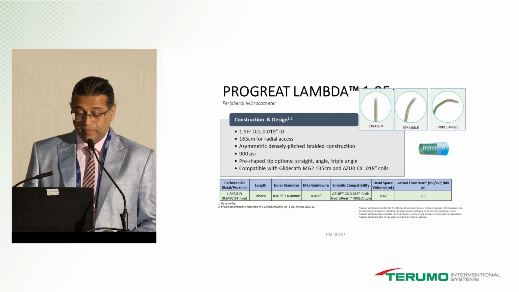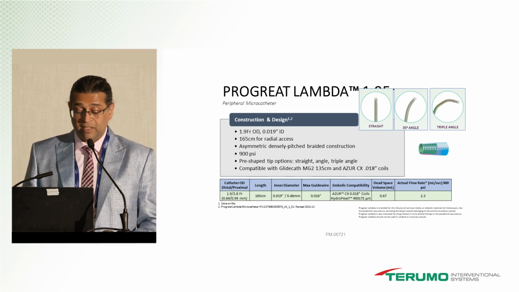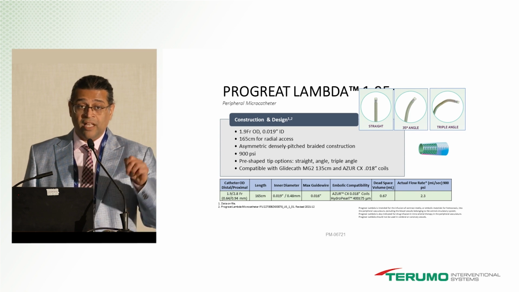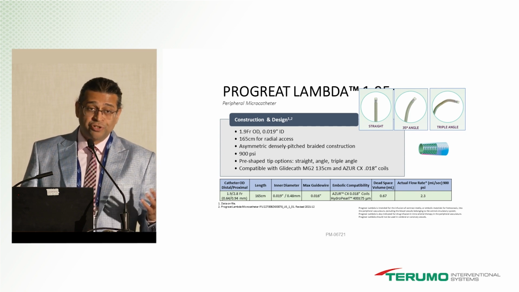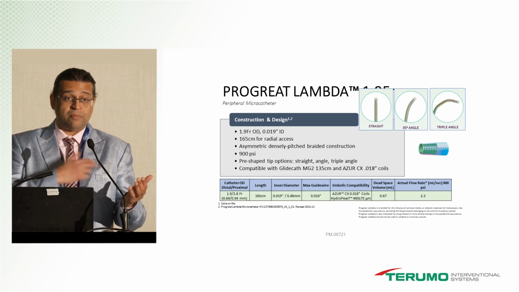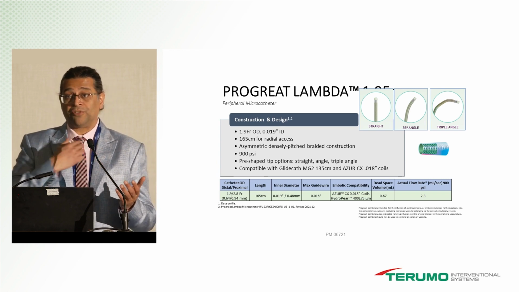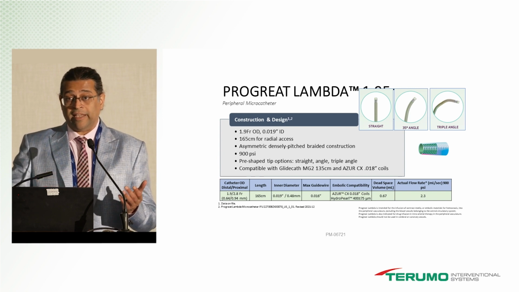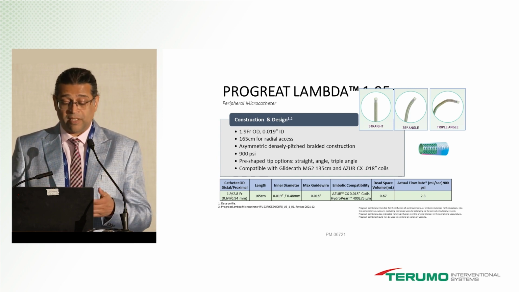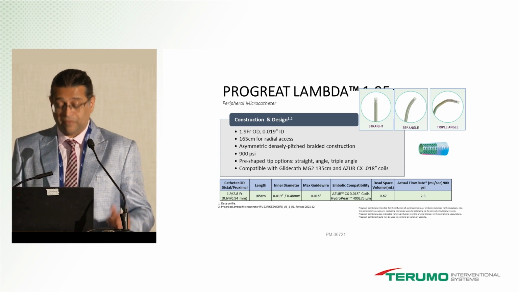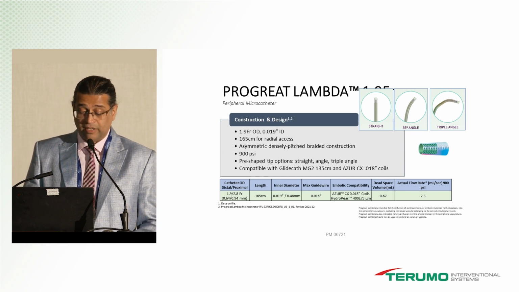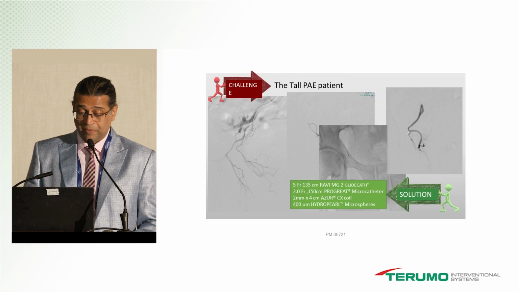The ProGrade Lambda comes in various shapes: straight, 35-degree, triple angle, 1.9 French, 165 centimeters. It's got an asymmetric, densely pitched, braided construction, so you get good torqueability, because you do lose some torqueability when you're talking about various arches. Especially in older people, you're going through the arch in the aorta and the iliac bifurcation. So there is some amount of loss, but I think this catheter is great because it makes up for all those angulations. It's really a great catheter to use for these procedures.